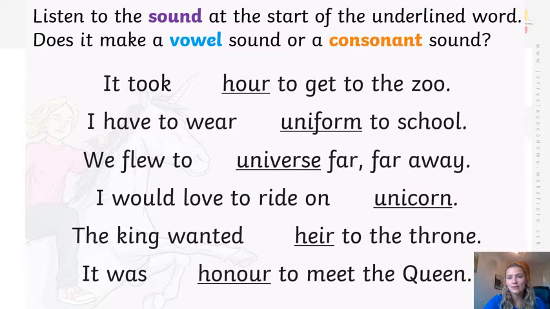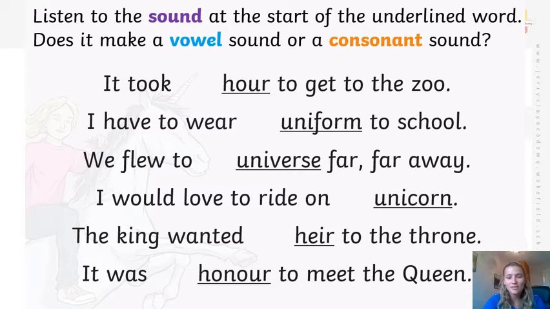So listen to the sound at the start of the underlined word. Does it make a vowel or a consonant sound? I'd like you to now have a quick recap and have a read of this. You can either read it verbally, or you can write it down to see whether a or an would go in the gap. Once you've had a go at doing that, let's have a look to see if you've got it correct.